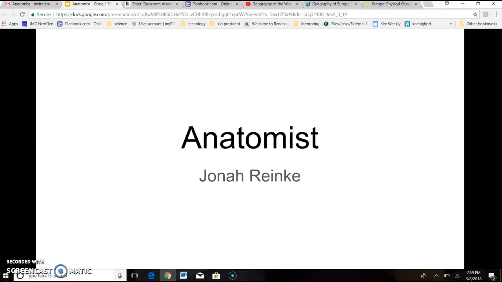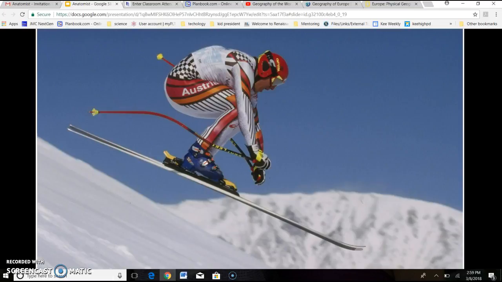Hi there, this is Joe Naranki, and I am an anatomist. I am studying the joints in an Olympic alpine skier. A joint is where two or more bones come together for movement. The purpose of a joint is for movement.